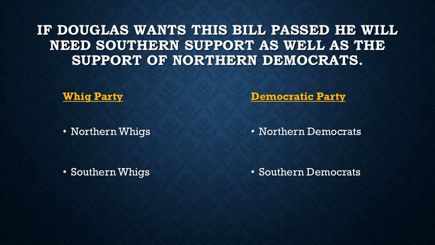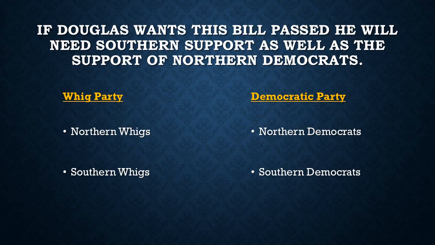If Douglas wants this bill passed, he needs Southern support, as well as the support of Northern Democrats. Now, what you see on the screen here are the two political parties, the Whig Party and the Democratic Party. But within these parties, you had kind of a northern and a southern wing of each party. Now, Douglas was a Democrat, and he was from Illinois, so he's a Northern Democrat. So Northern Democrats look upon Douglas as kind of the leader of their wing of the party. So they will support him in his Nebraska bill.